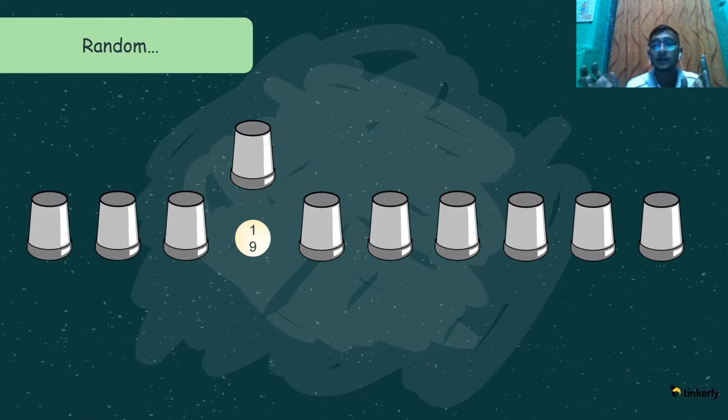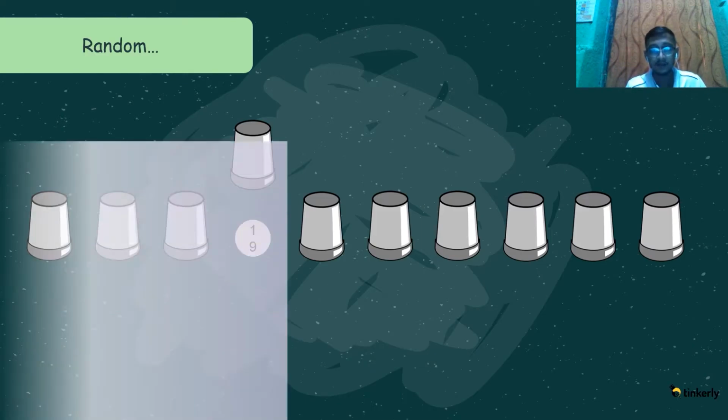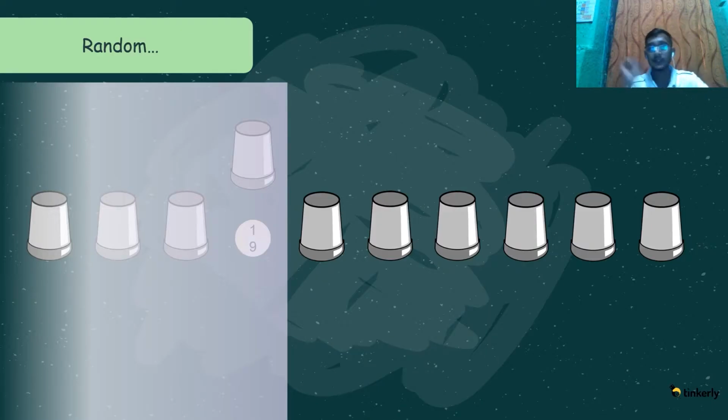I will pick a glass. In which side? Right side or left side? The left side has the smallest numbers and the right side has the largest numbers. So I will pick a right side number. So I will remove these left side 3 glasses. Now these 4 glasses are removed.